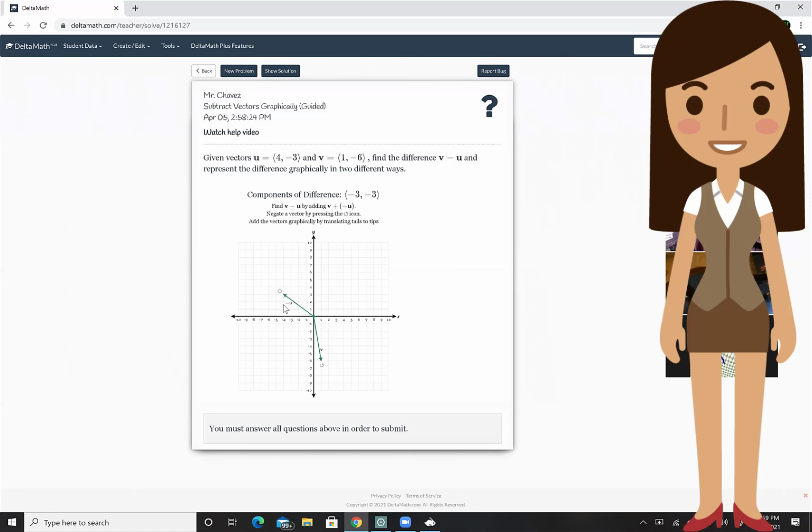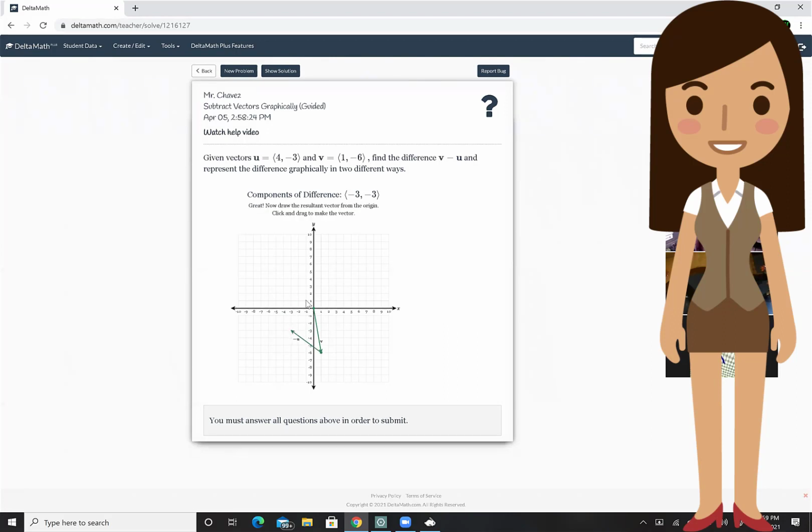And then I'm adding them. So I'm just going to go to the tail or to the arrowhead. Bam. And then I just go. So now it wants my resultant vector. Go to the origin. And there it is. There's my resultant vector. Bam.